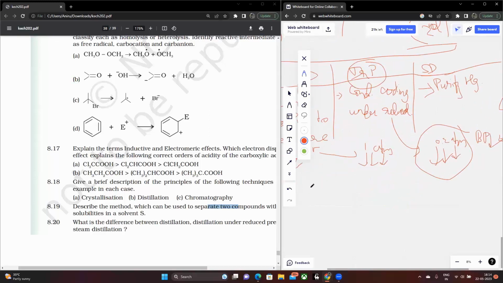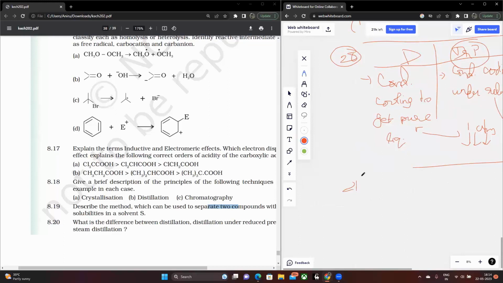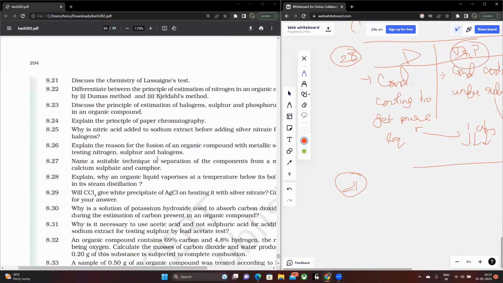Right? That is the difference between D, DRP, and ST. That's 20. Right, going to question number 21. Oh, we have just finished half of it. Done. Okay, fine. I'll rush through the rest. So I don't think there's much to go through.